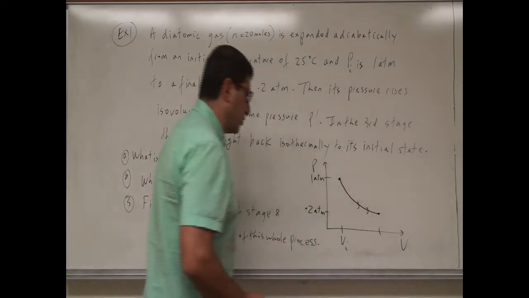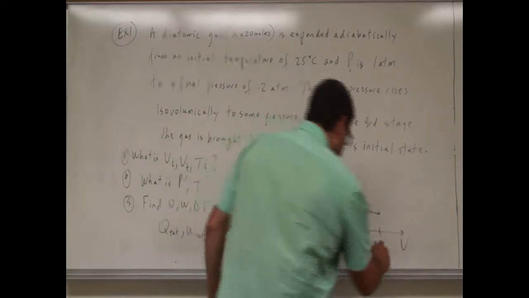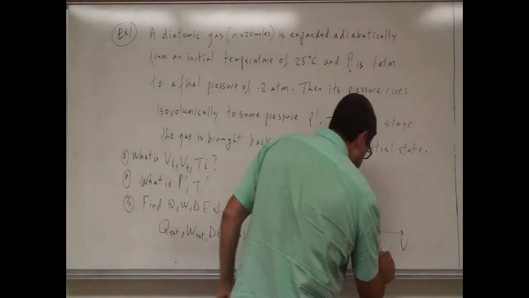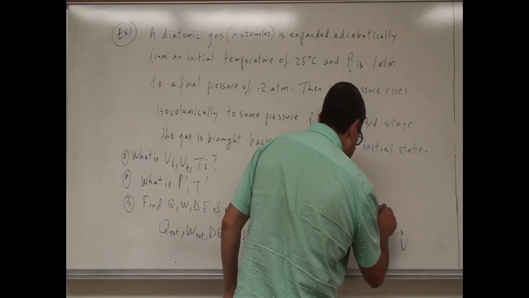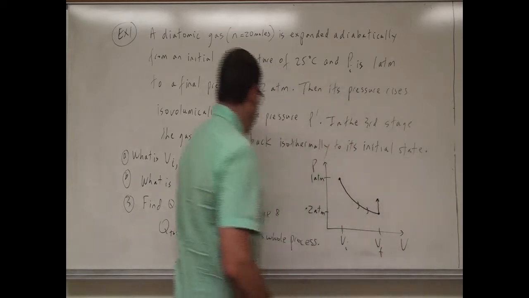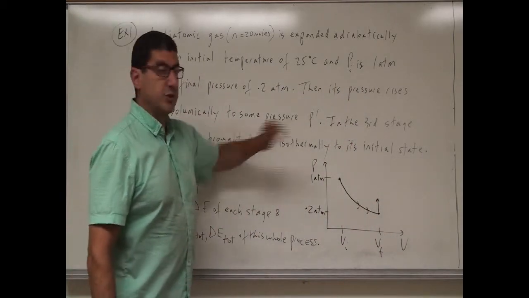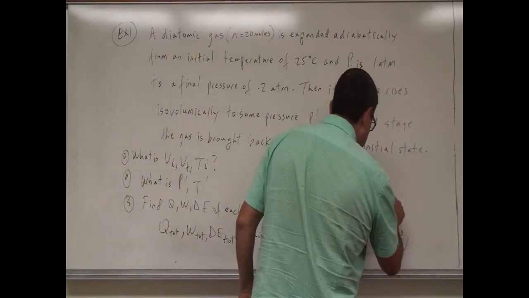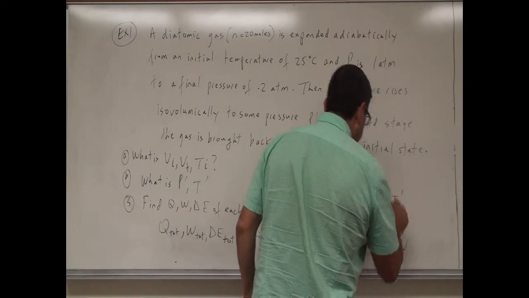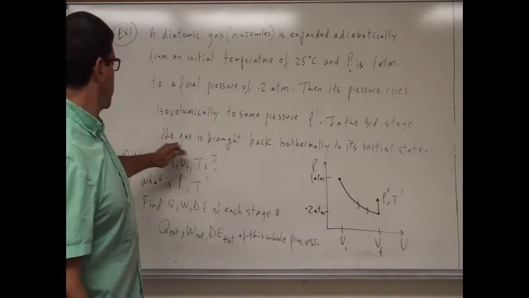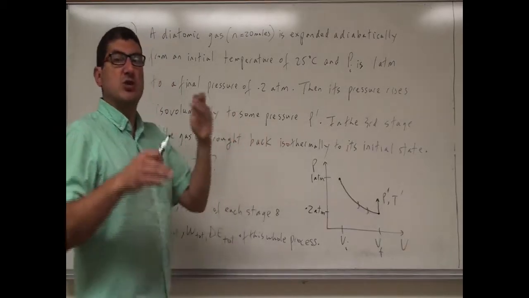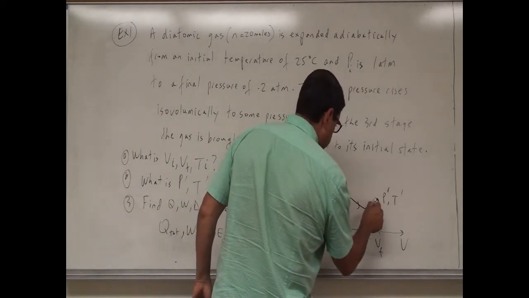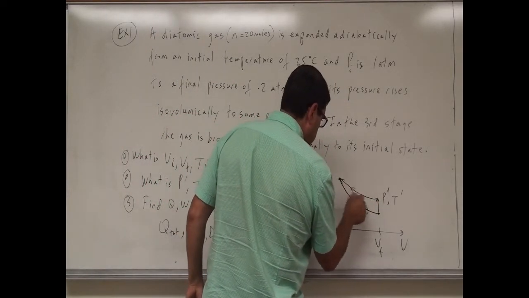So this volume here, we can calculate what that is. That one is called V final. Then we're going up isovolumically to some pressure, but it doesn't tell us what that pressure is, and it doesn't tell us what that temperature is. So we can call this one P prime, T prime. Then it says in the third stage, the gas is brought back isothermally to its initial state.